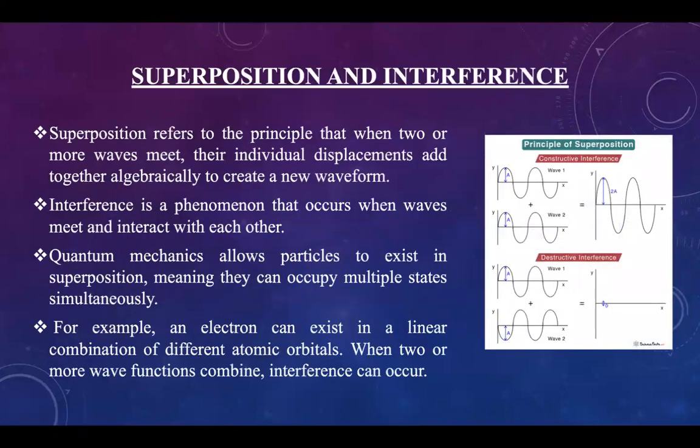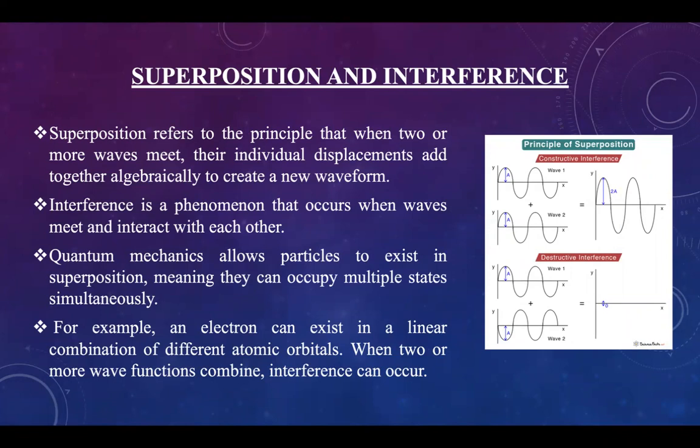Superposition and interference. Superposition refers to the principle that when two or more waves meet, the individual displacements add together algebraically to create a new waveform. Interference is a phenomenon that occurs when waves meet and interact with each other. Quantum mechanics allows particles to exist in superposition, meaning they can occupy multiple states simultaneously. For example, an electron can exist in a linear combination of different atomic orbitals.